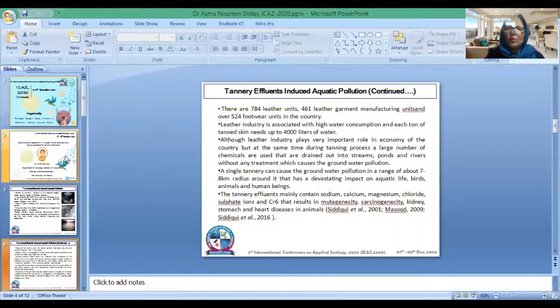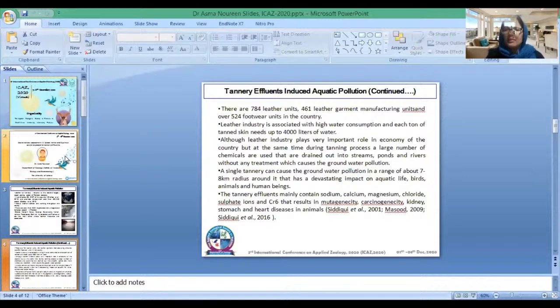There are 784 leather units, 461 leather garment manufacturing units and over 524 footwear units in this country. The leather industry is associated with high water consumption, and each ton of tanned skin needs up to 4,000 liters of water. Although the leather industry plays a very important role in the economy of the country, at the same time during the tanning process, a large number of chemicals are used that are drained out into streams, ponds, and rivers without any treatment, which causes groundwater pollution.